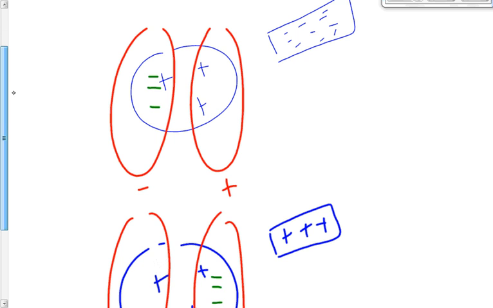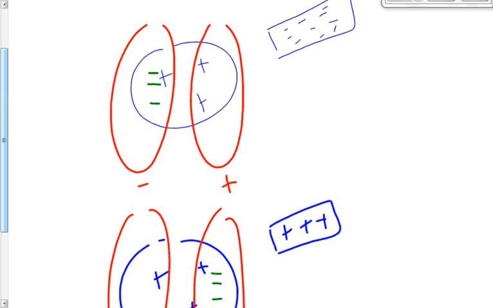What do you notice? You look at both of these diagrams. What do you notice about the side that's closest to the charging object? Okay, this is my charging object. This is my charging object. What do you notice about the side of the neutral object that's closest to the charging object, and the charging object itself? Okay, it's always opposite. So the positive side will be closest to the negative. The negative side will be closest to the positive. That's why charged objects attract neutral objects.